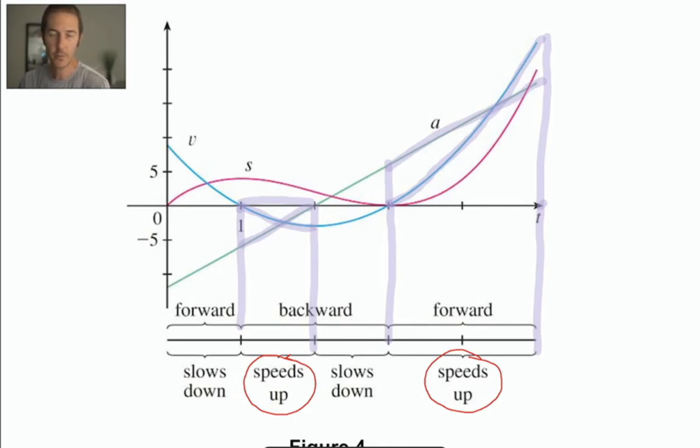Slowing down means we have to have sort of opposites on those. So if our velocity is positive, but our acceleration is in the negative direction, then we're slowing down. That happens in here, from 0 to 1, and we are also slowing down if our velocity is negative. There's our blue curve. If our velocity is negative, but our acceleration is in the positive direction.